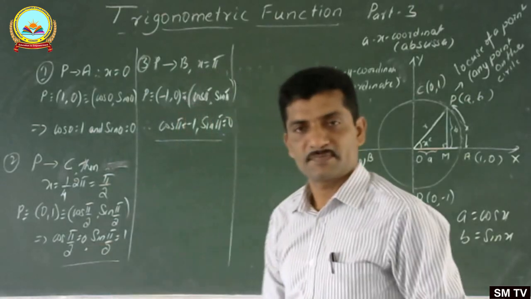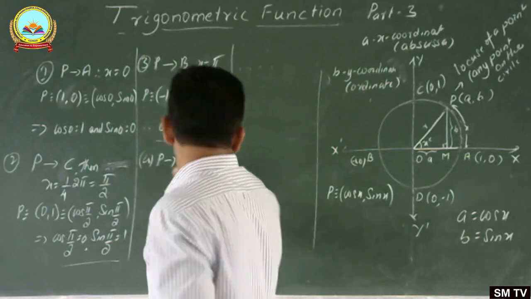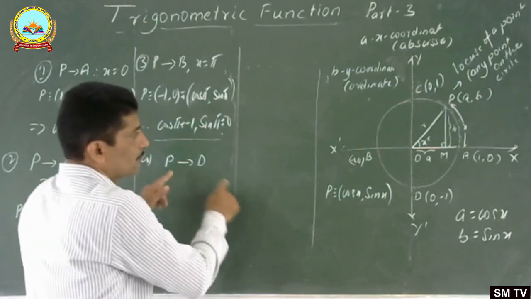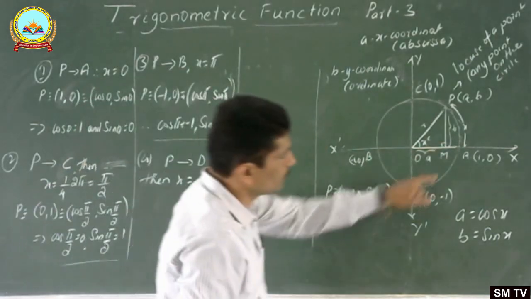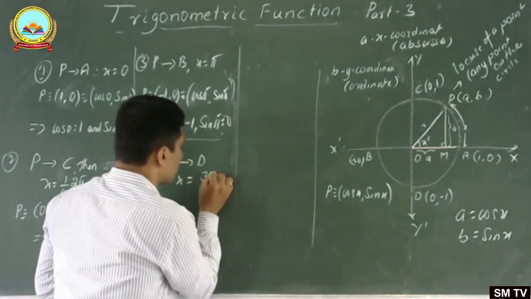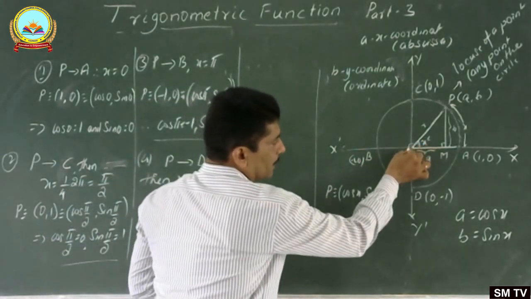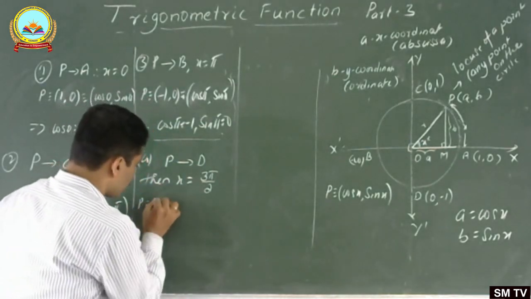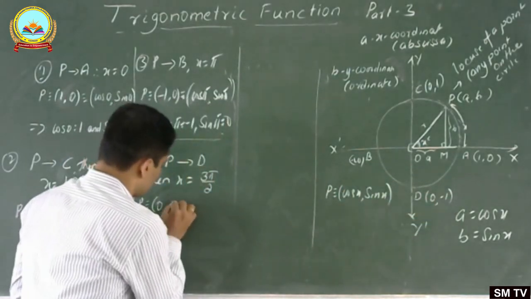The third result. Rotation is continued. The fourth case, suppose P coincides with D. Then the value of x is equal to pi by 2 plus pi by 2 plus pi by 2, you get 3 pi by 2 units. Therefore the center angle is equal to 3 pi by 2 units. It's clear? Then the coordinate of P at the point D is 0 comma minus 1.